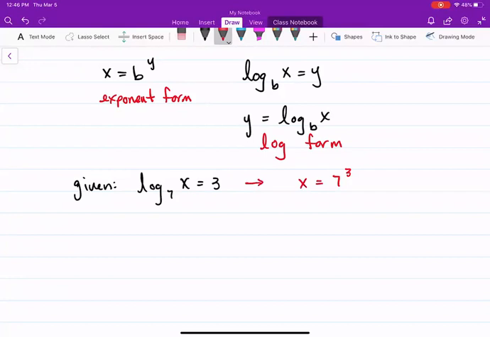All right. So I remember this phrase just because I remember the phrase. It doesn't make any sense, but I just remember it. So I always say the log base of the answer is equal to the power.